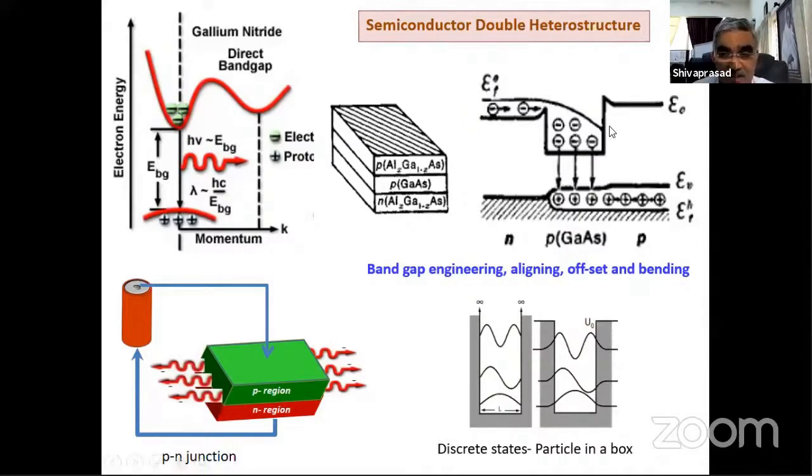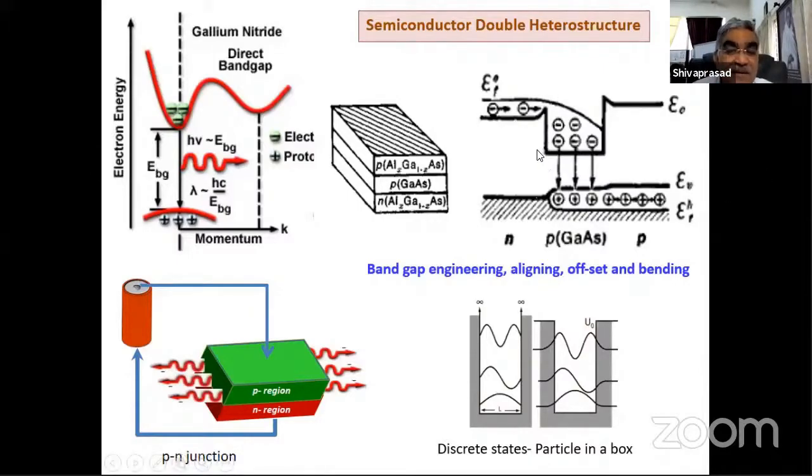See, what is in this structure? You see here, this is a region of a high band gap material, and this is a region of another high band gap material. In between I have put a small band gap material. For example, I've taken aluminium gallium arsenide on the outside, which has got a larger band gap, and I've taken gallium arsenide in the middle, which has got a small band gap. It can be gallium arsenide, it can be gallium nitride, it can be anything, but this is just an example of a heterostructure.